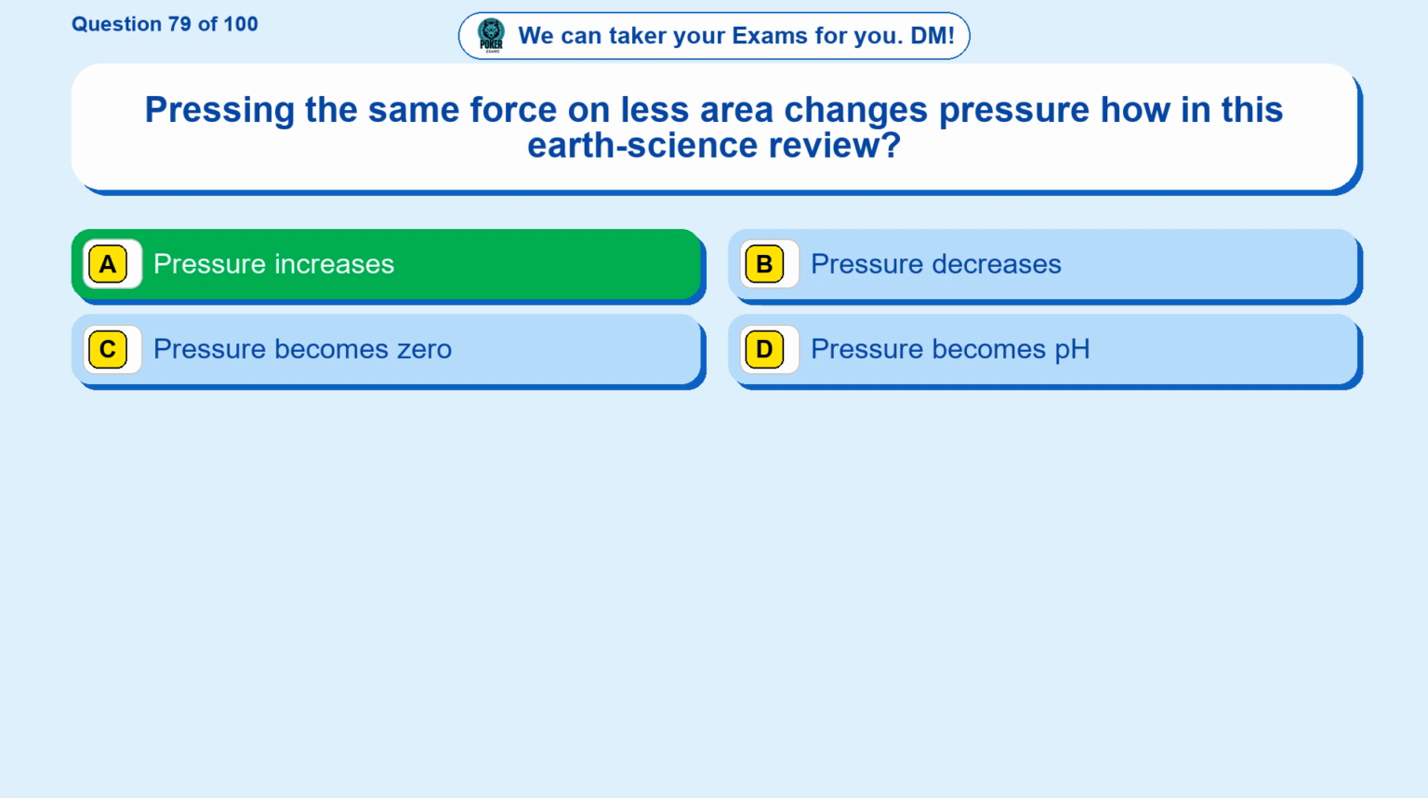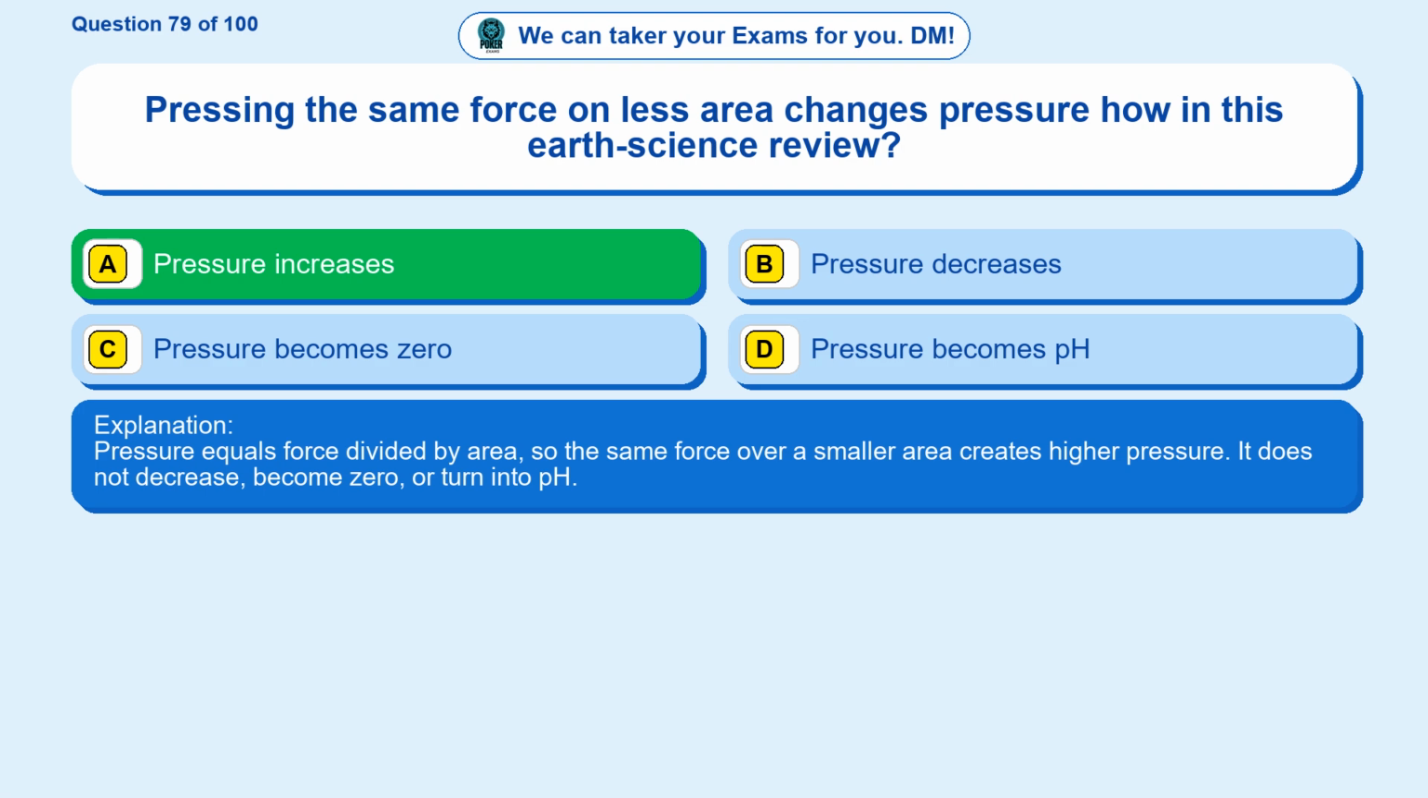Pressure increases. Pressure equals force divided by area, so the same force over a smaller area creates higher pressure. It does not decrease, become zero, or turn into pH.